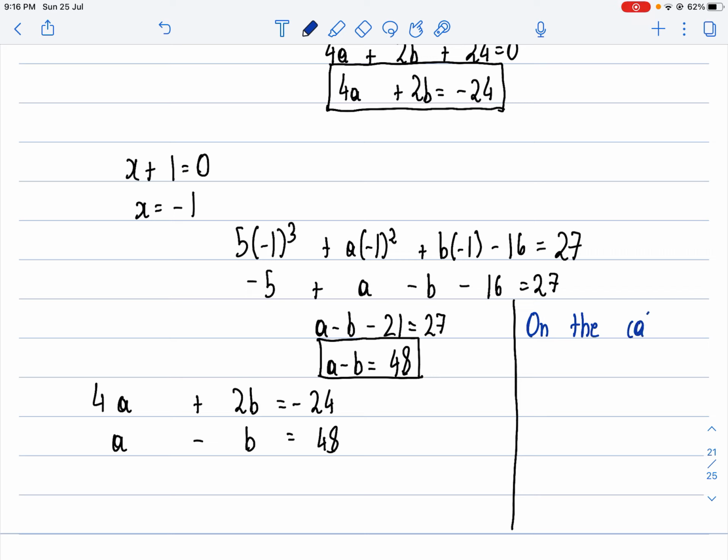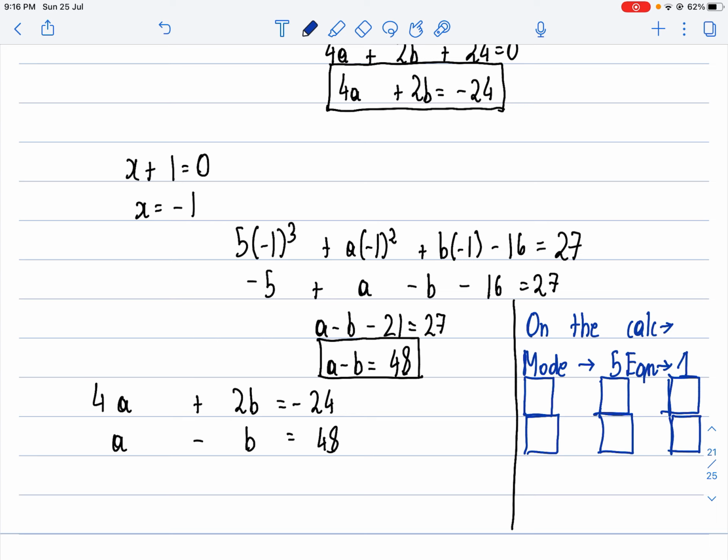Remember, what you can do is on the calc, first click on mode. When you click on mode, click on 5 where equation is written. Once you click on 5, you can click on 1 for simultaneous. When you do that, you basically get 6 coefficient boxes, something like this. Correct? 3 on top, 3 in the bottom. These are called coefficient boxes.